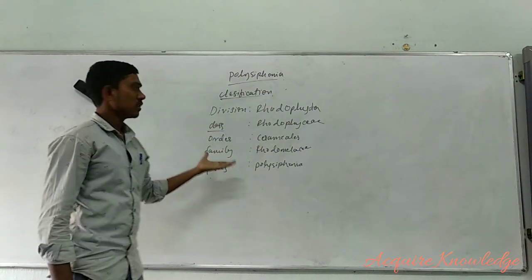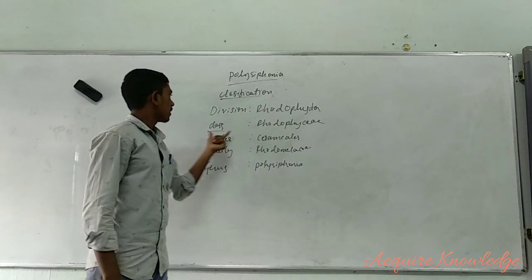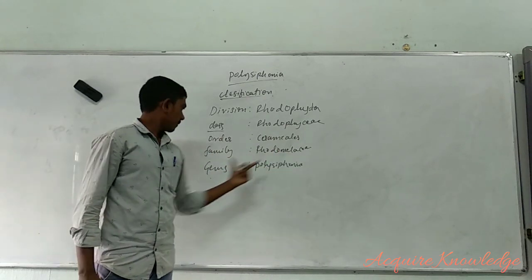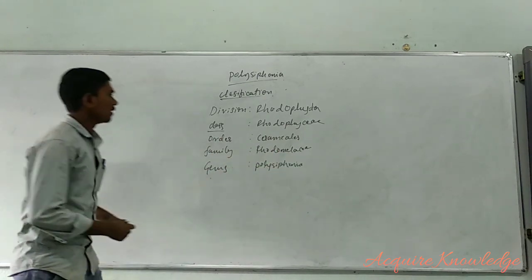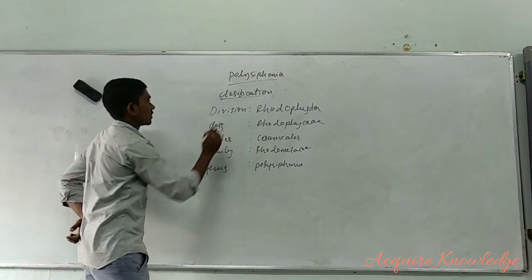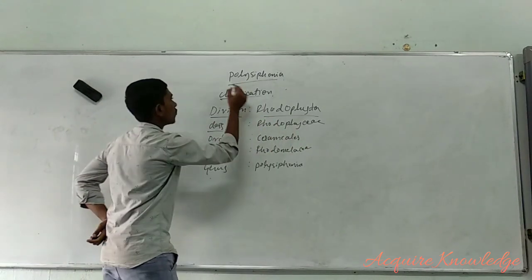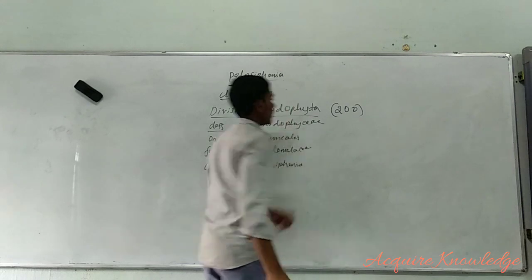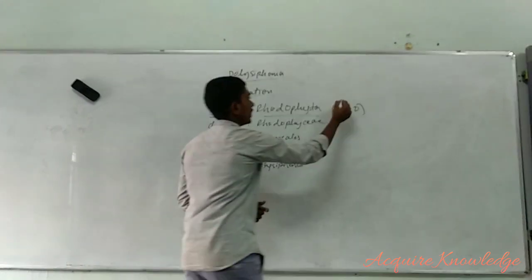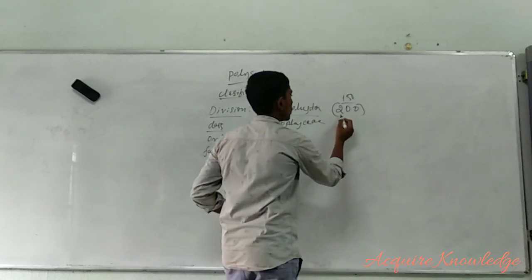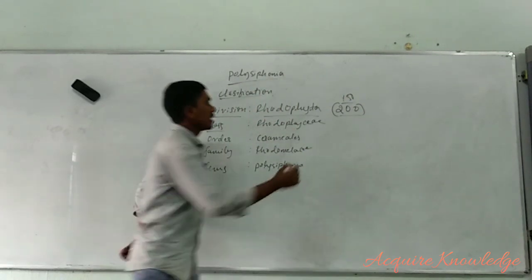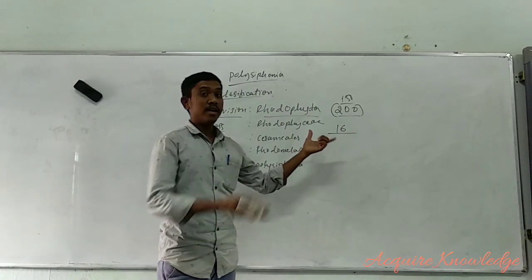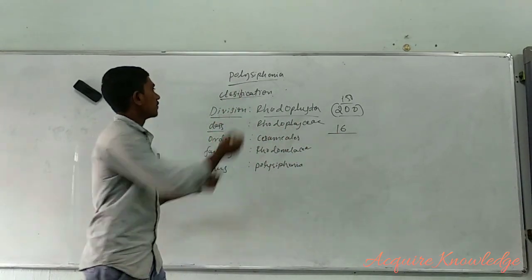Let us see the classification of this red alga: Division Rhodophyta, class Rhodophyceae, order Ceramiales, family Rhodomelaceae, and the genus Polysiphonia. In this division Rhodophyta, there are around 200 species of Polysiphonia in the world. In some books they are mentioned as 150, in some books as 200 species. Especially in India, we can see 16 species. Let us see a few examples of the species available in India.